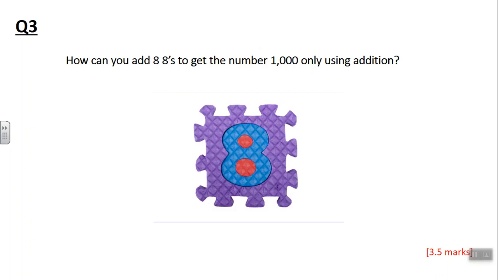Number 3. How can you add 8 eighths to get the number 1000 only using addition? Remember, pause the video if you need to and have a go at the question.